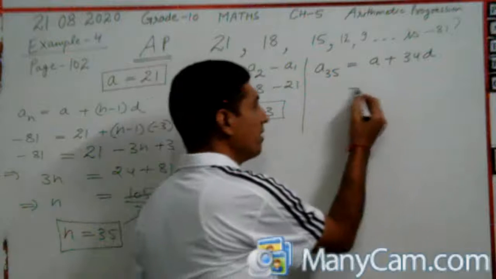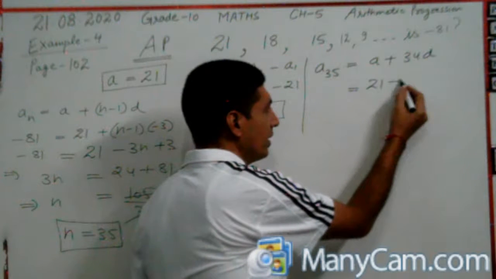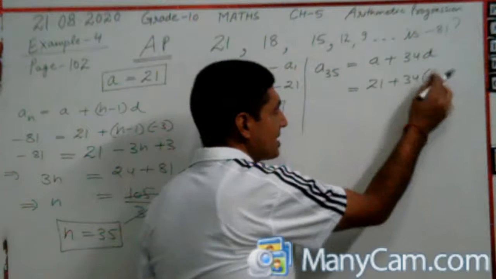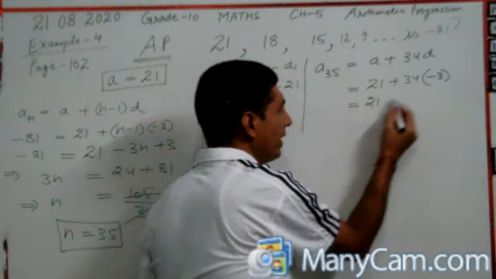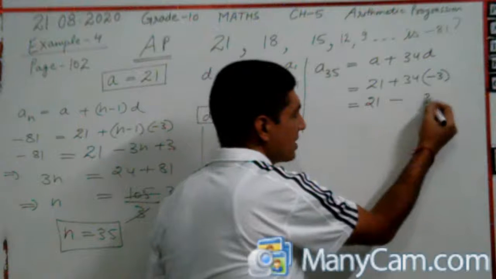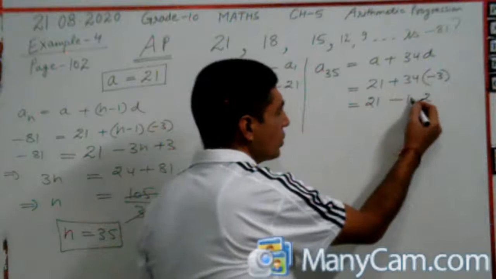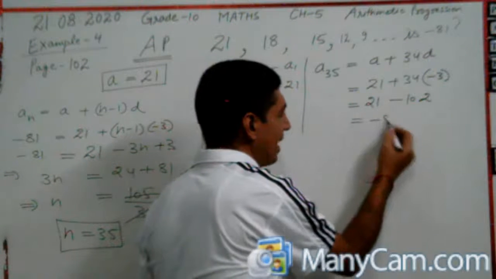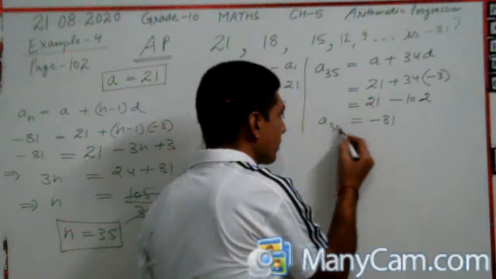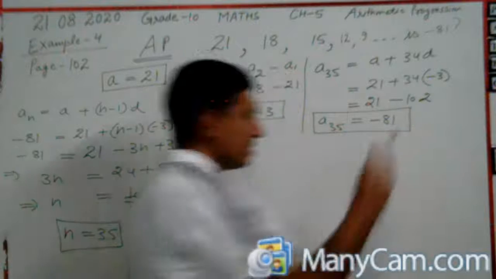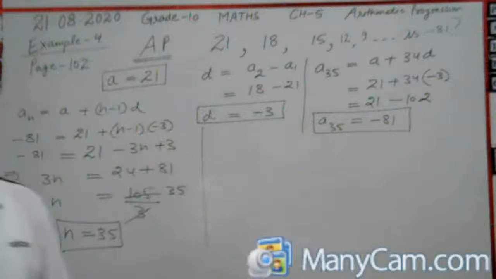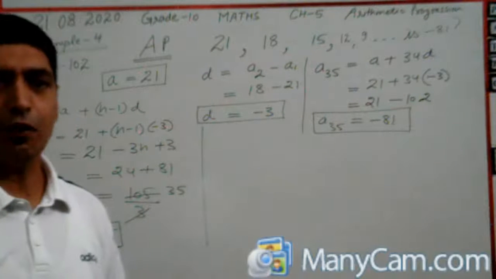So if we put the value of A as 21 and D as minus 3, yesterday also I discussed with you 12 and 102. When you subtract, that is minus 81. So this is the confirmation that yes, minus 81 is a term of this AP.